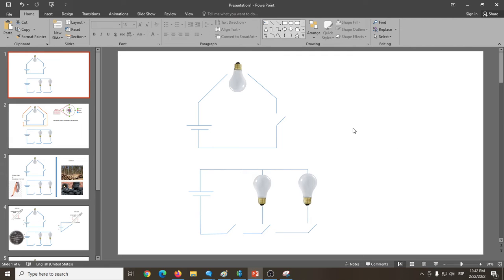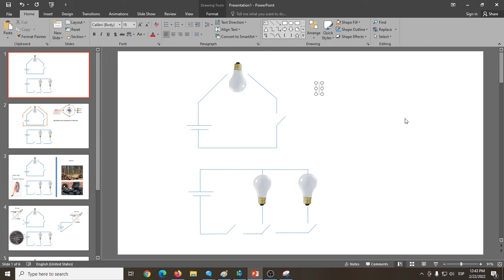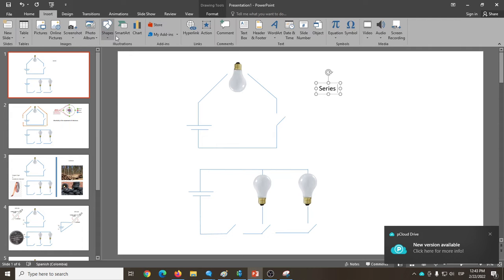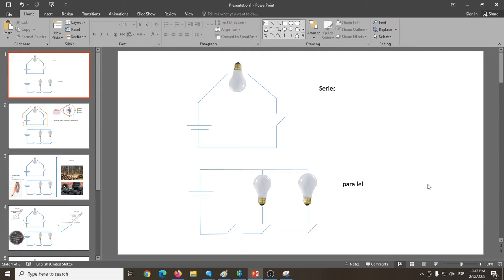Okay, in this opportunity I'm going to explain the basics of series and parallel circuits. So here I have two kinds of circuits. This is the series circuit and the other one is parallel. So here we have the battery, we have a switch, and we have a light bulb, and we have also the conductors. Okay, so I'm going to explain a little bit more about this.